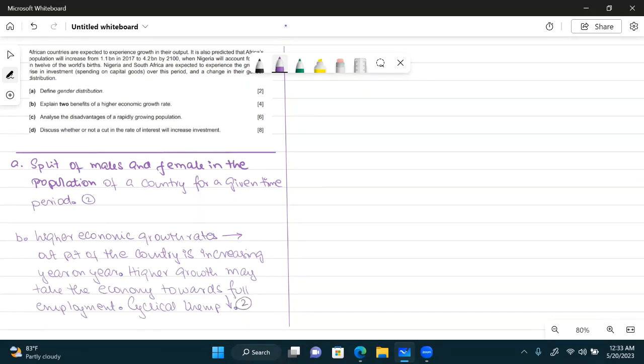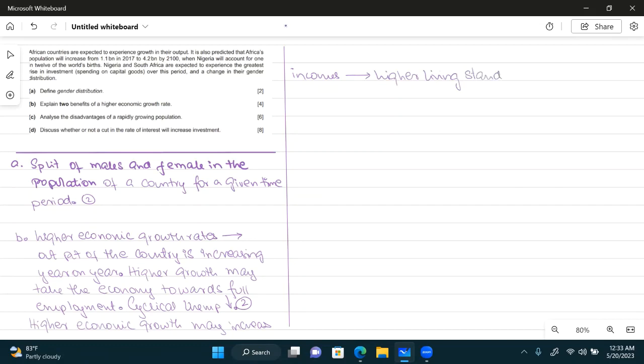So, the other benefit is higher economic growth may increase incomes, which may lead to higher living standards. And why? Because they can spend more, with better access to education and healthcare. Awesome.